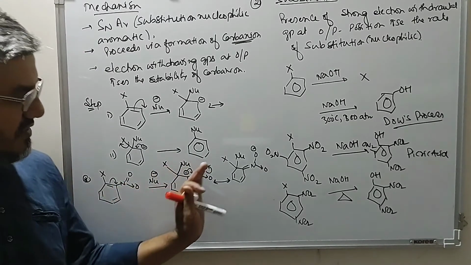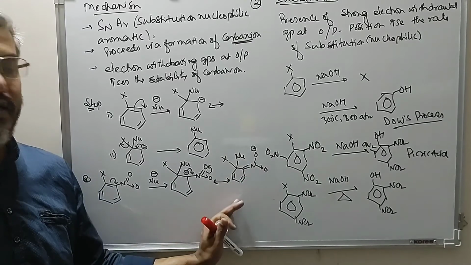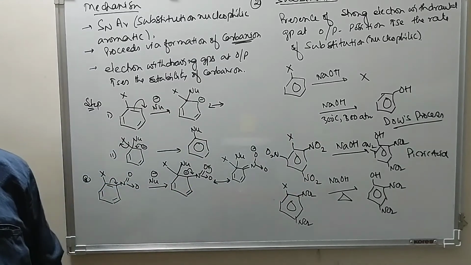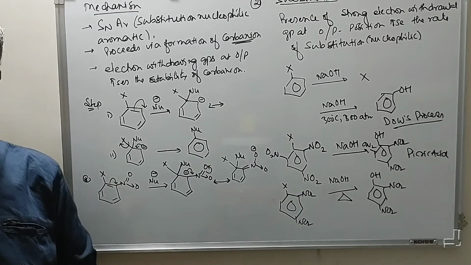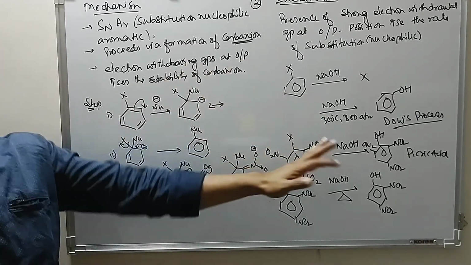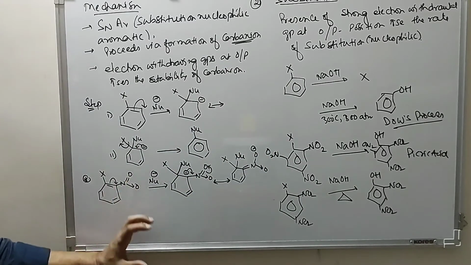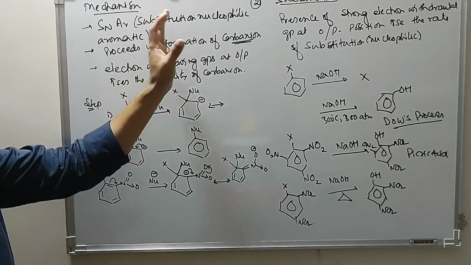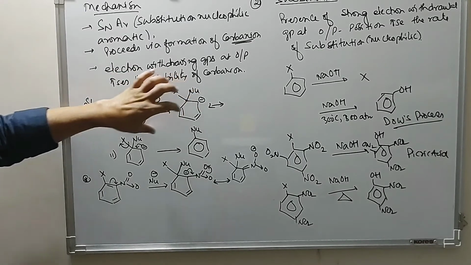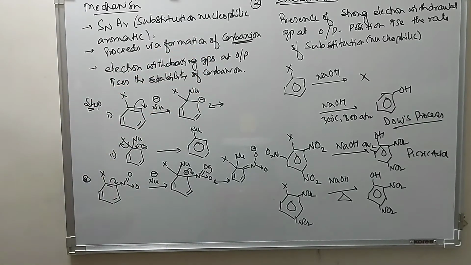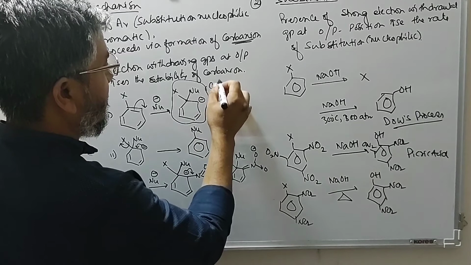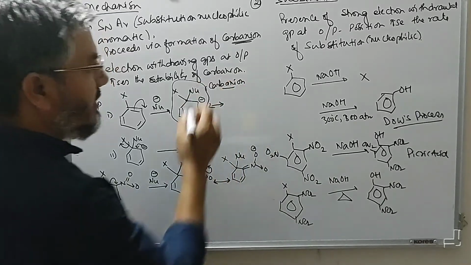So as the number of such electron withdrawing groups at ortho and para increases, the number of resonating structures increases. As the number of resonating structures increases, the stabilization of the carbanion increases. When the stabilization of the carbanion increases, the rate of substitution reaction increases. So this is the mechanism for this nucleophilic aromatic substitution reaction, where the carbanion is stabilized by electron withdrawing groups. So we should have electron withdrawing groups. Carbanion.